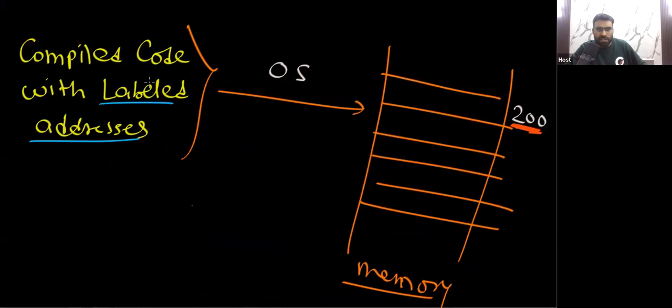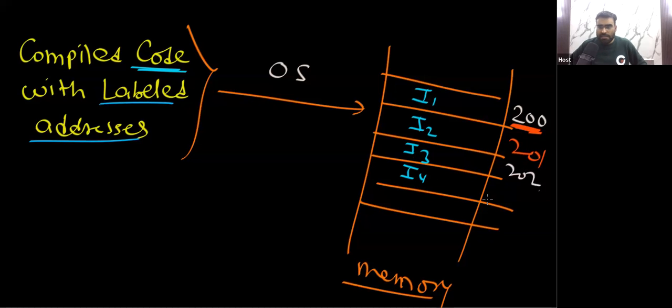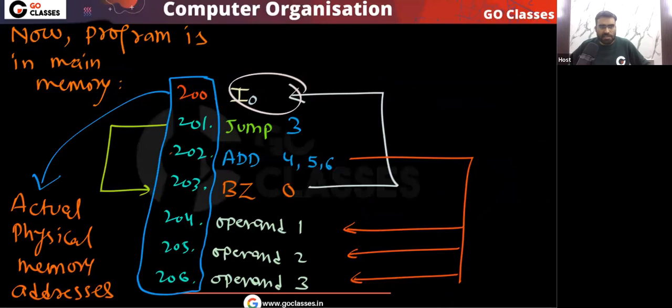But once you load it in the main memory, everything will be at a physical address. Yes or no? So this instruction will be at address 200. This instruction will be at address 201. Now what to do? Yes, very good.